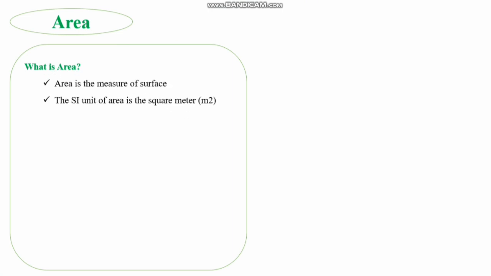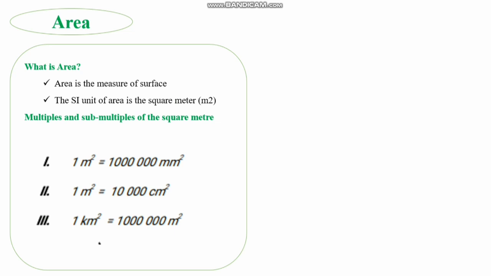So area is the measure of the surface of an object. The SI unit of area is the square meter. And also the square meter has its multiples and submultiples given below. So we have 1 square meter equal to a million square millimeters. Remember, 1000 millimeters is equal to 1 meter. So finding the square of 1000 millimeters gives a million. So 1 square meter will be equal to a million square millimeters.